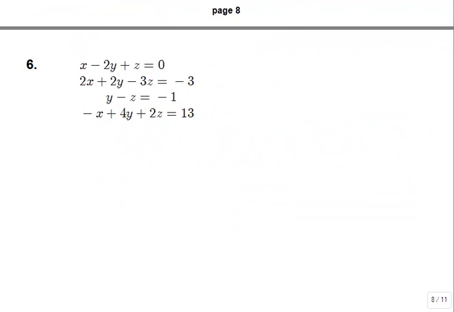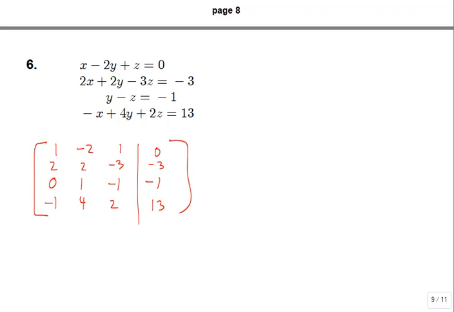Okay, let's try the next one here. Let's write out our matrix first. This time we have row 1 becomes 1, negative 2, 1, and then that 0. 2, 2, negative 3, negative 3. There's no x in this third equation, so it has a 0. 1 for y, negative 1 for z, and then a negative 1. And this is a negative 1, a 4, a 2, and a 13. Here's your x's, your y's, and your z's.